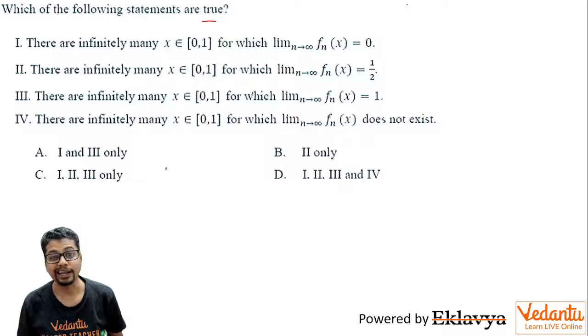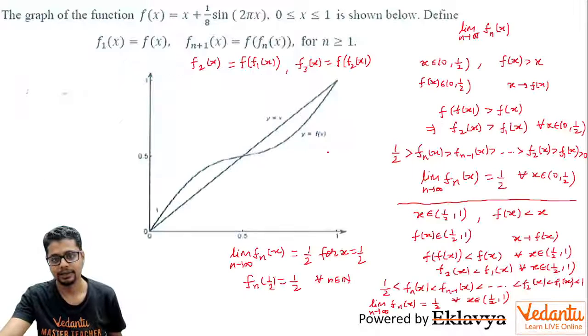So that means the limit n tending to infinity of fn x is half for infinitely many values of x. That is not so for the first option and the third option. That means the limit n tending to infinity of fn x equal to 0 does not hold for infinitely many values of x, while the limit equal to half does hold for infinitely many values of x. And even the fourth is not true. So 2 only is correct, b is the correct answer, and this is what we have analyzed.